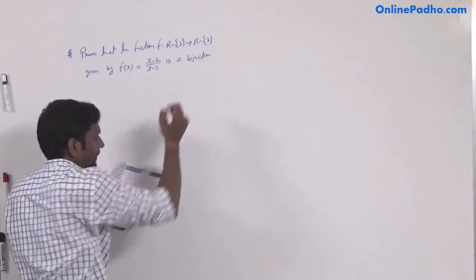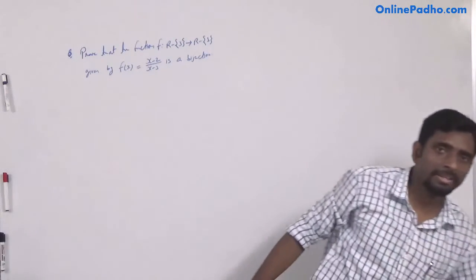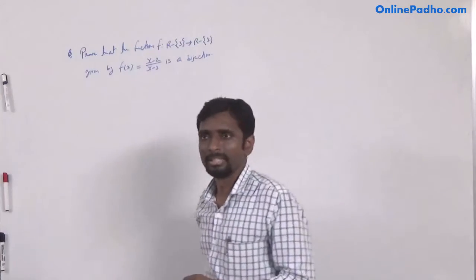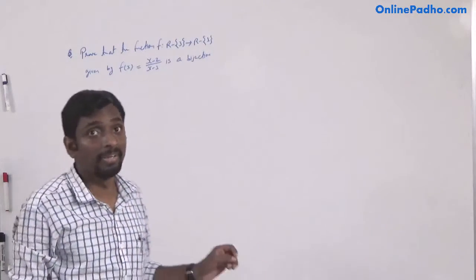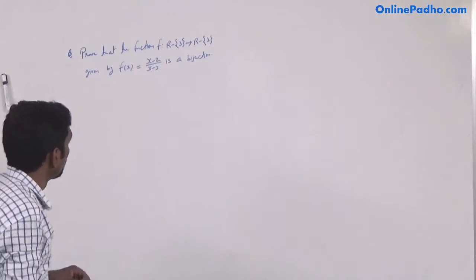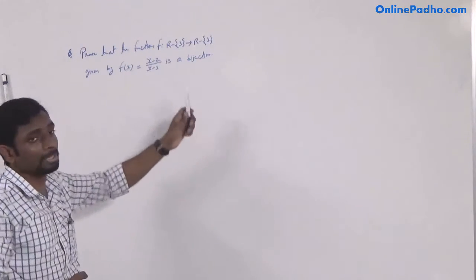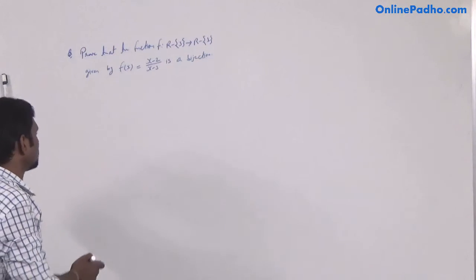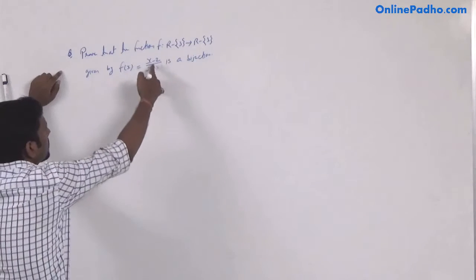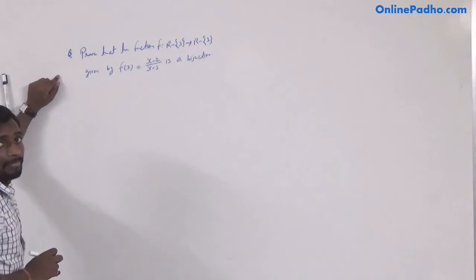What do you mean by bijection? It means this function is an injection as well as a surjection. We have to check injectivity and surjectivity. If the function is both injective and surjective, that must be a bijective function. Let us see: f(x) equal to (x minus 2) by (x minus 3), right?